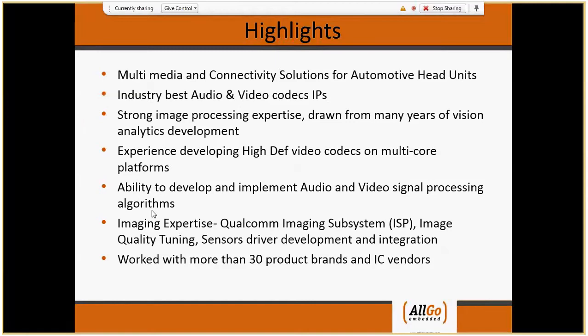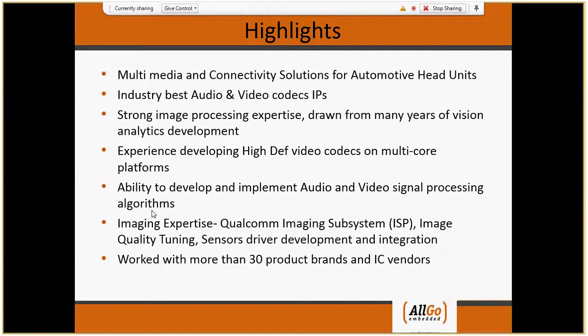So we do have some of these expertise. And also we have been doing some work on the image subsystem, where we have been developing some solutions on the camera system, where we integrate the camera and do some image quality tuning and some sensor driver development and integration.